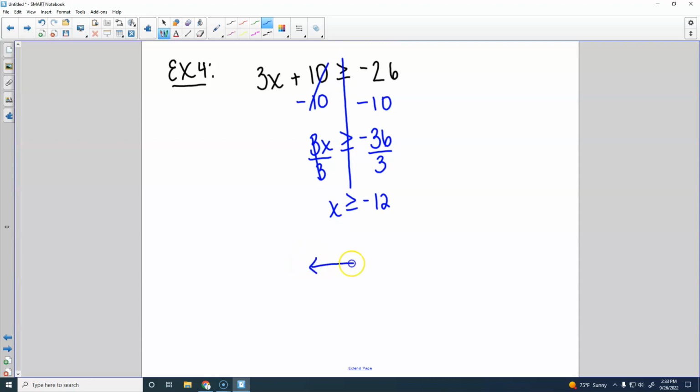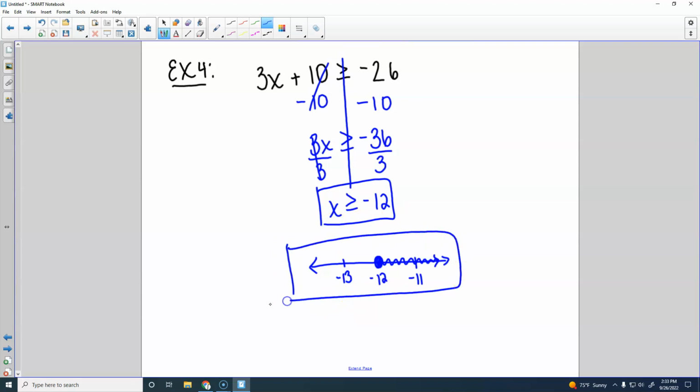To graph it, you've got negative 12, negative 13 would be down here, negative 11 is up here. Closed circle, we'll shade to the right-hand side. Okay, so your answer can either be that inequality, or it could be the graph. Delta Math is going to ask you for both today.